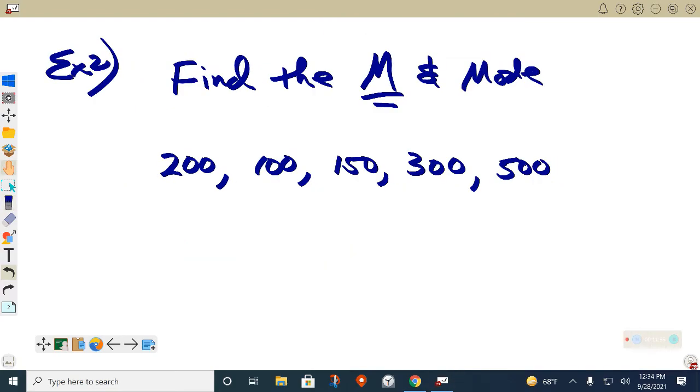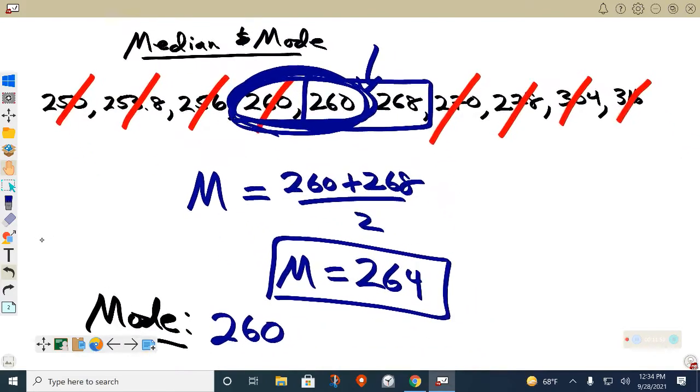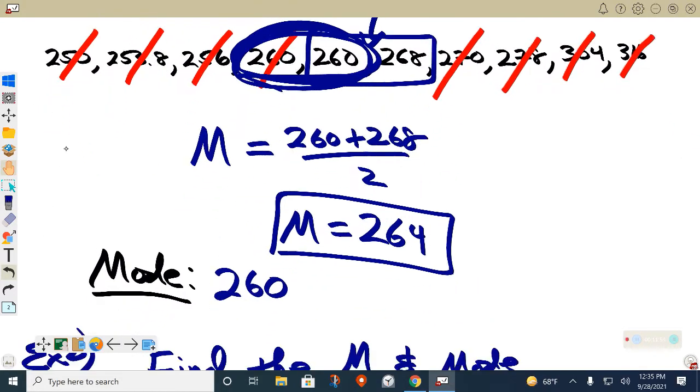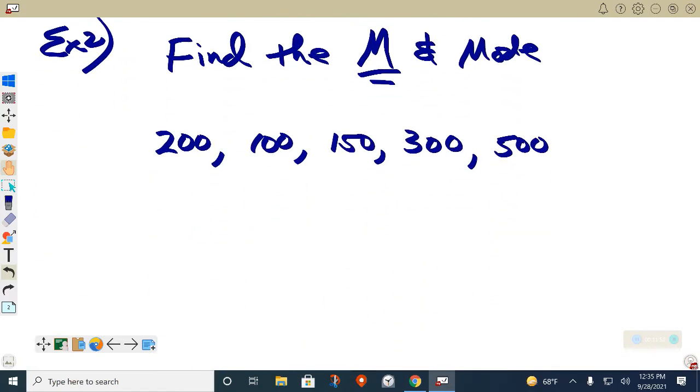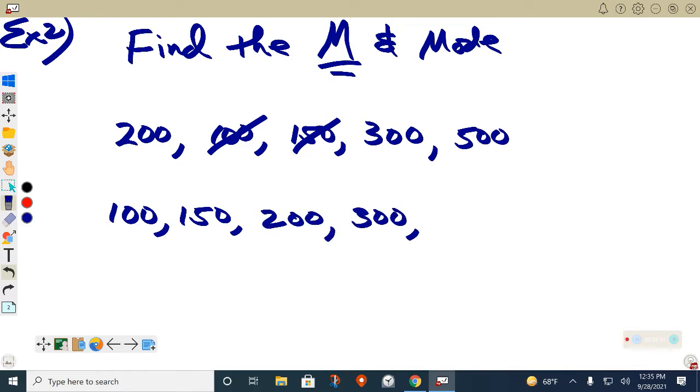So the median. What I'm going to do first is put them in order from least to greatest. You have to do that. If you're going to find the median, you have to put them in order from least to greatest. I did that automatically when we did the top 10 fastest cars, because that was easy. But here I have to rearrange the numbers. Okay, so watch me do it. Obviously 100 is the smallest. Then 150. Then we got 200, 300, and then 500.